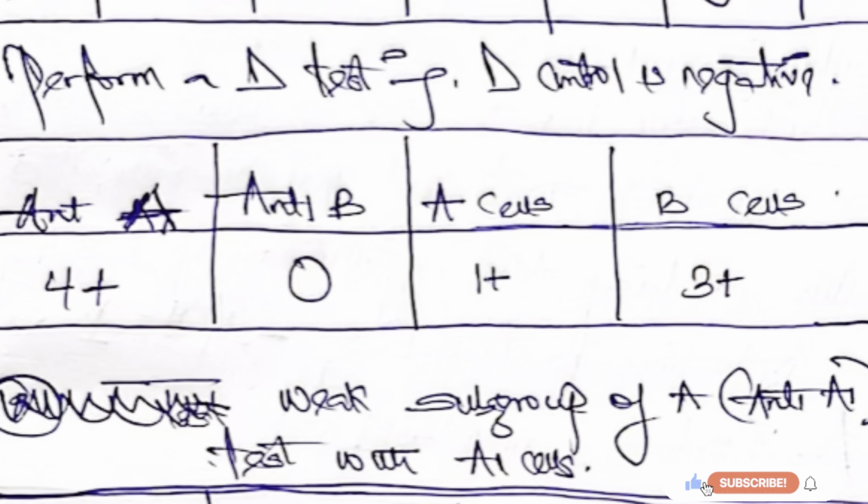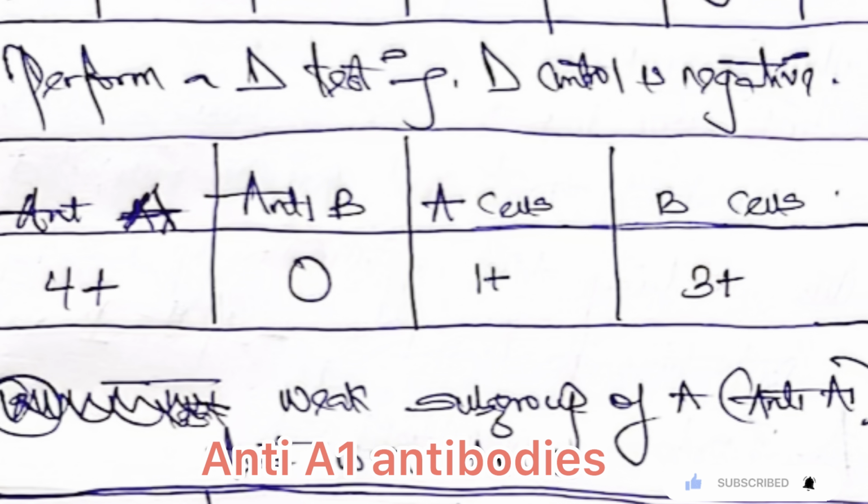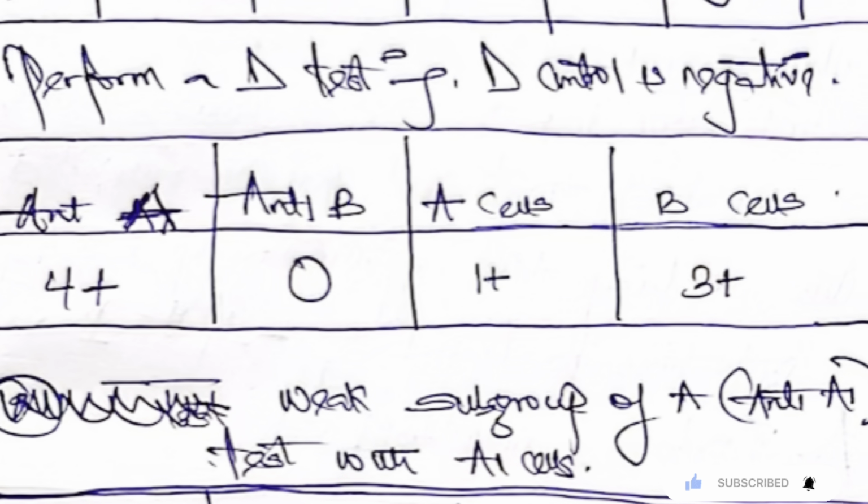subgroups of A. And subgroup of A produces what? Anti-A1, right? And that's why we have a 1+ reaction. So in this case, I would suspect that there is a subgroup of A because this person might be producing anti-A1. So I would say we should test for what? A1 cells in this case. I don't know if you understand the breakdown of what I just said.